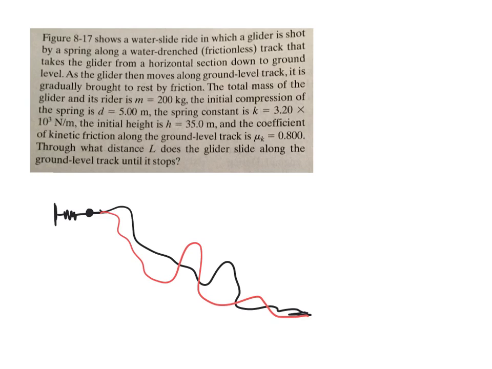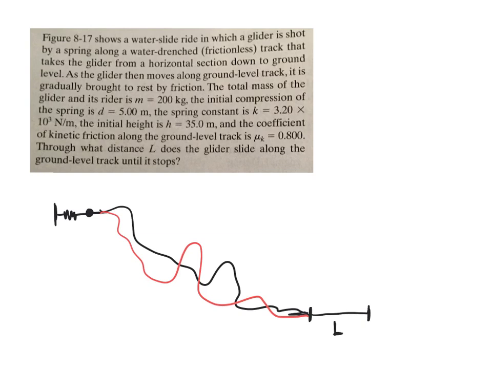It says, down to ground level, as the glider then moves along ground level, it is gradually brought to rest by friction. So here, it hits the ground, and then it's gradually brought to rest by friction. So this might be some distance D. We don't really know. What does it say? Through what distance L does it slide along the ground level? So let's call that capital L at the very end.